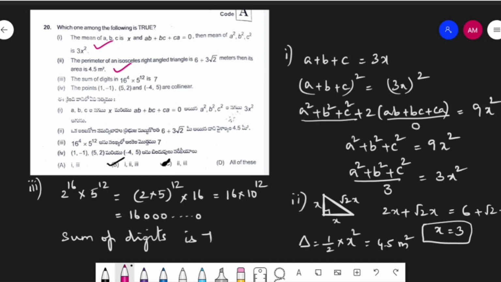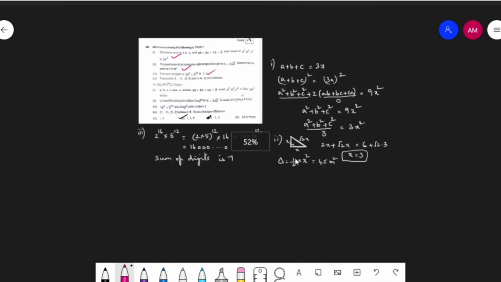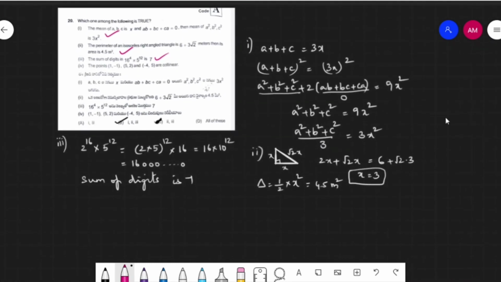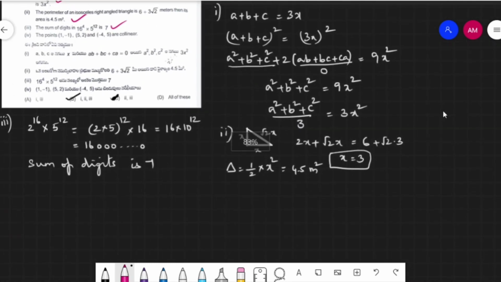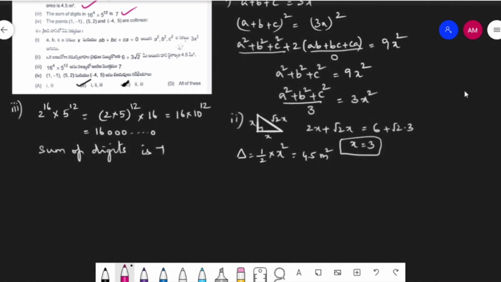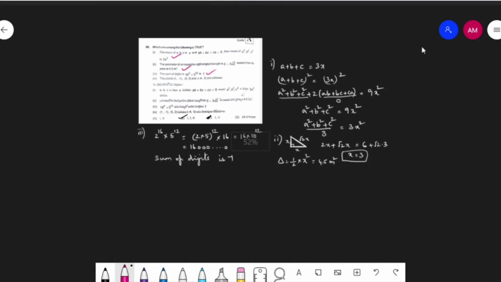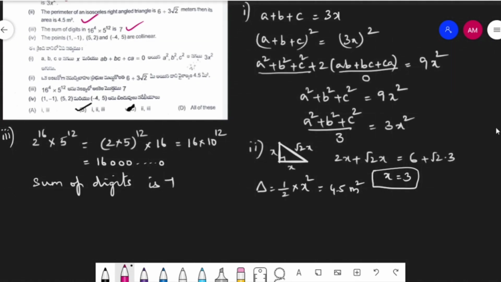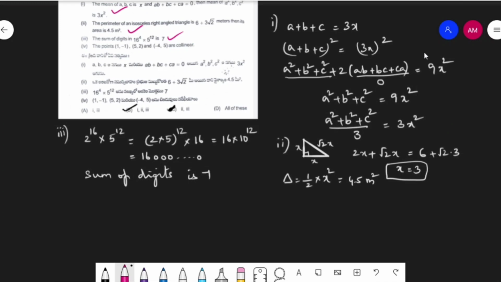So whether this is a true statement? Yes. So 1, 2, 3 are true. So the answer can be B or all of this. So let us check. Let us check the fourth one. What is the fourth one? Given that the points are collinear, let us check whether they are collinear or not.